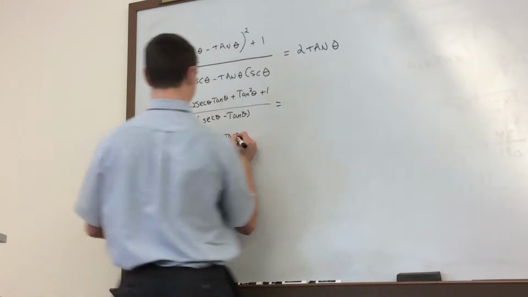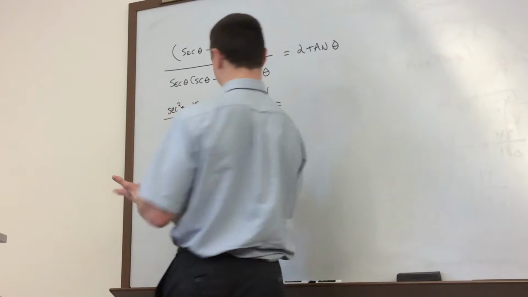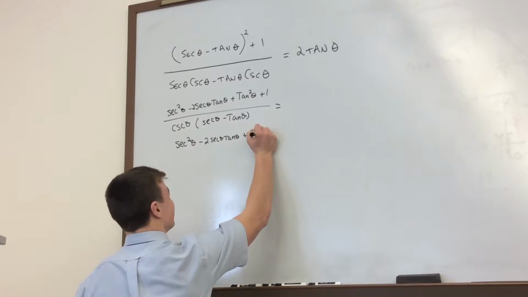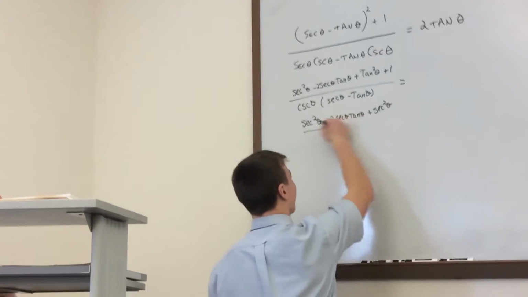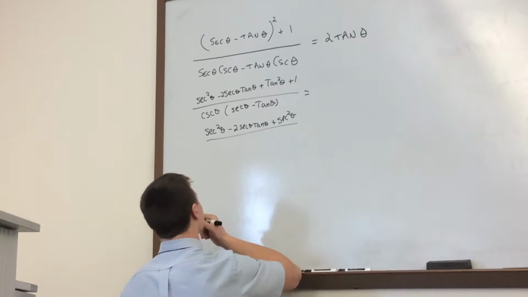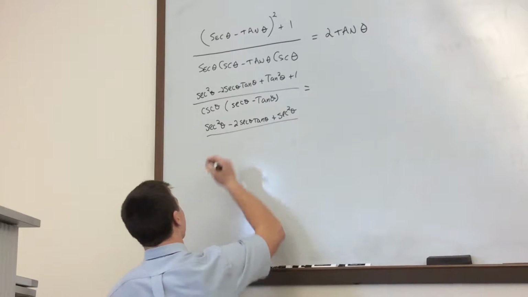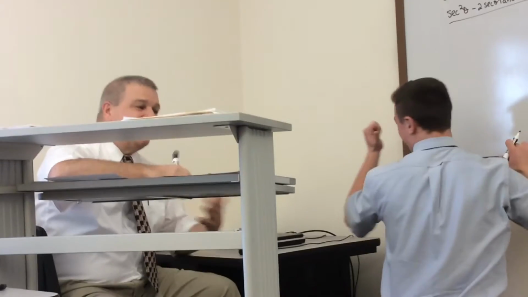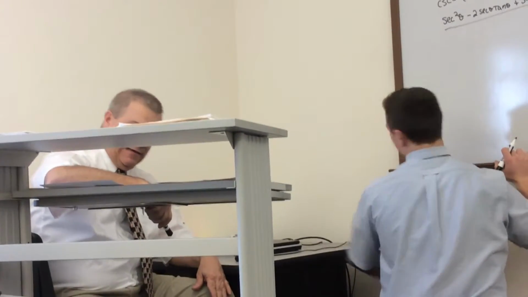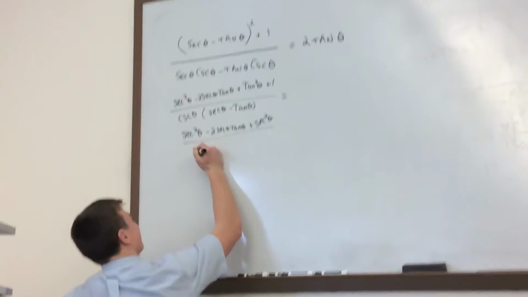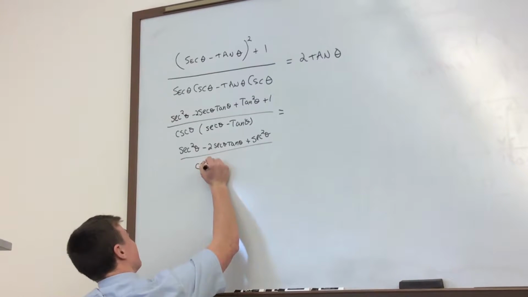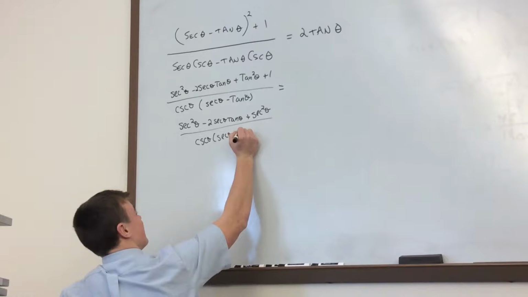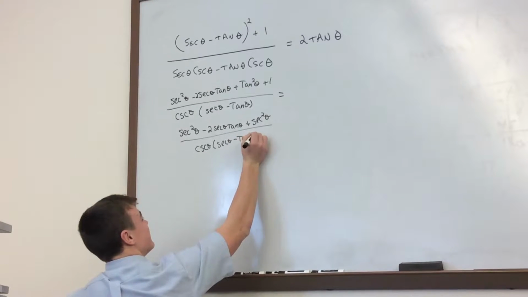You're blocking me again. I know, I'm right-handed. Okay, I'll just go like this. Minus secant squared theta, and then bring the denominator down. You don't call something in mathematics a thing. I'm going to draw the fraction. So cosecant theta, secant theta minus tan theta.